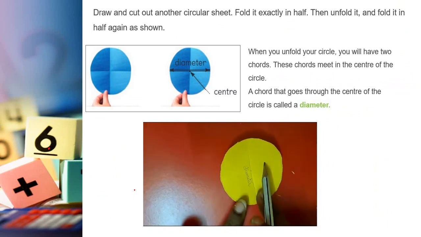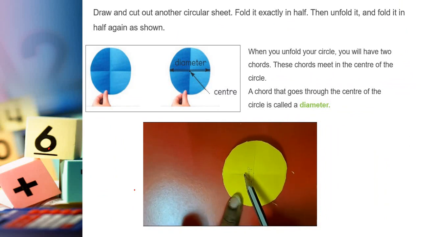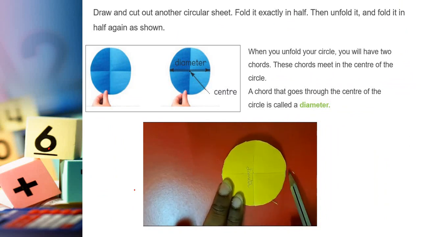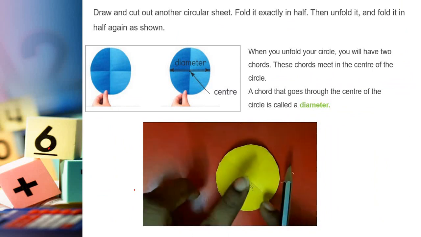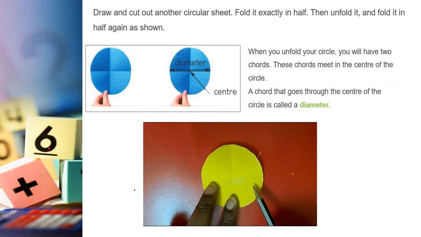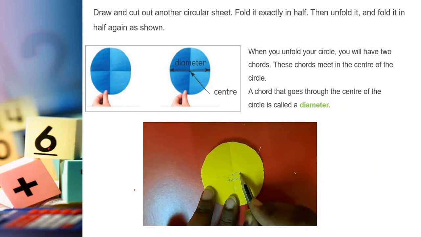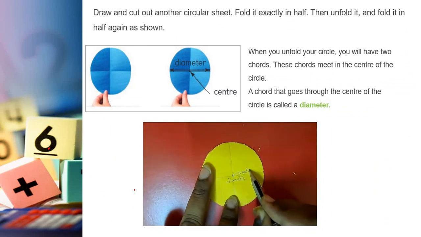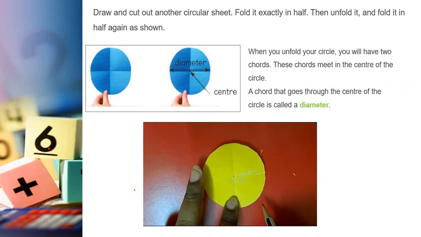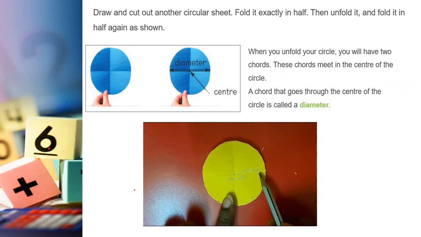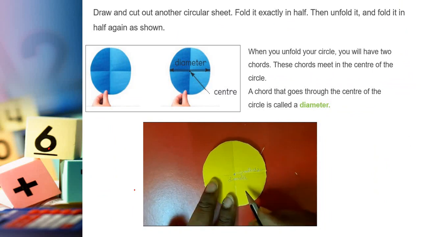The diameter is the longest chord that can be drawn in a circle. All diameters of a circle are equal in length. We can draw infinite diameters in the circle. The diameter is the longest chord that can be drawn in the circle. That should go through the center of the circle.